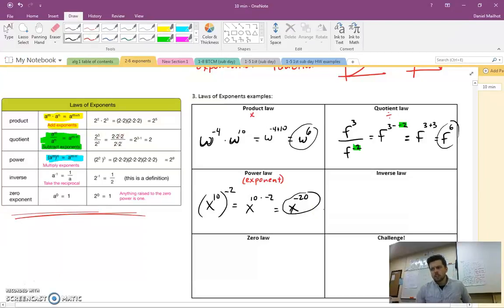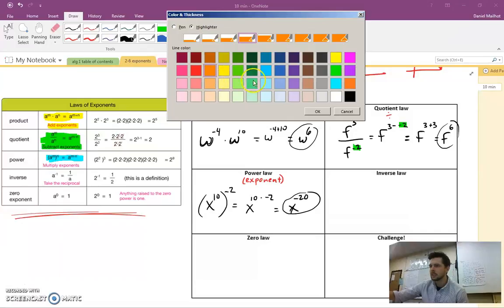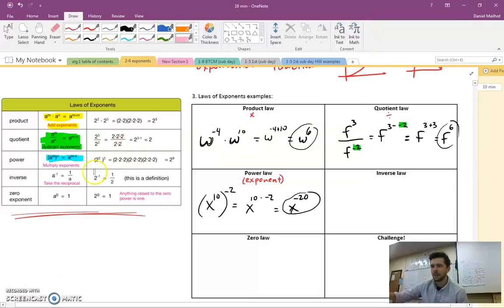Okay, this inverse law, I don't think that came up on the packet we just did. We're not going to go into as much depth. I think we'll maybe do some more specific examples when I come back tomorrow. But, let's see, I need a better highlighter color. What do you want to use? Pink. All right.